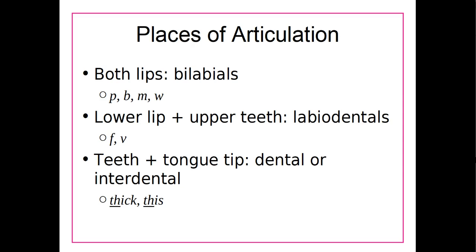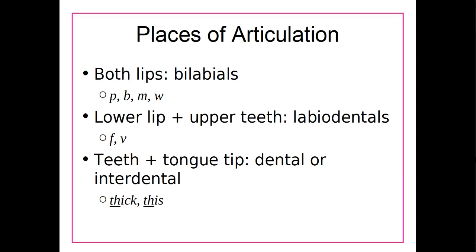So if you try making the sound represented by the letter P, and then the sound represented by the letter B, we actually have essentially the same motion with our lips, and we make those sounds the same way as far as the mouth is concerned. The main difference between the P and the B can be found if you try putting your hand on the front of your throat when you say them.